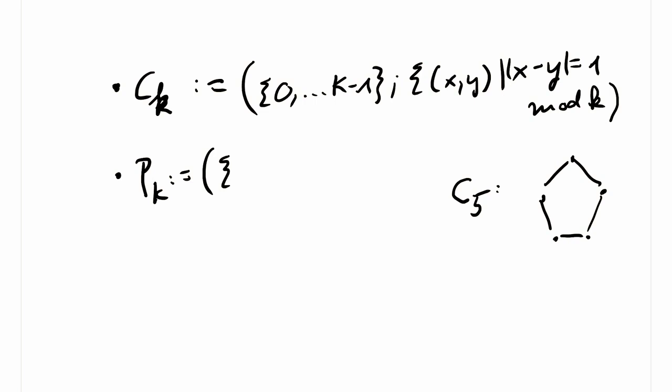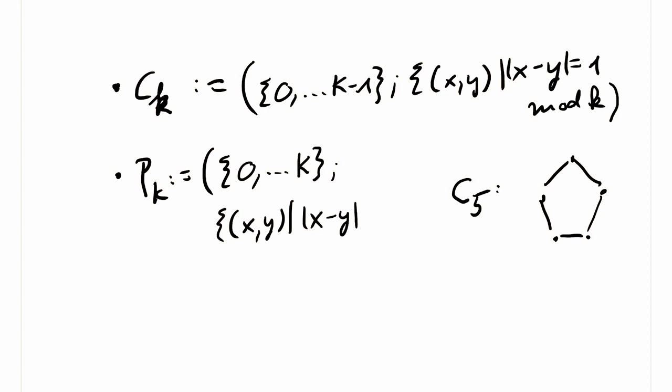The next graph we need is Pk. As before, we have the vertices 0 up to k, and we put an edge if the absolute value of the difference is 1 and no mod this time. So P3 would have 4 vertices and 3 edges.